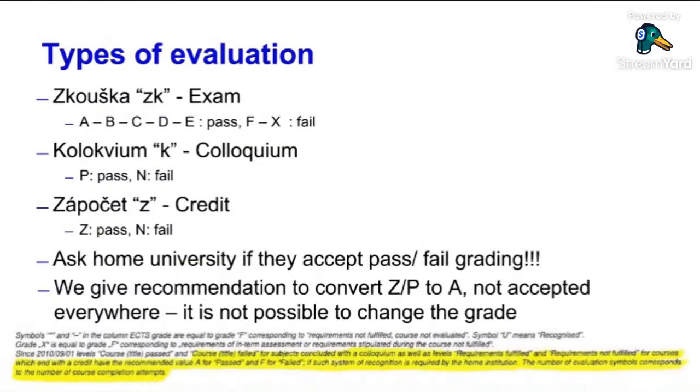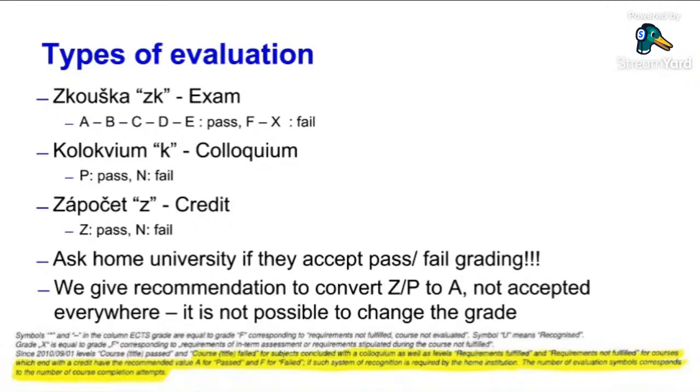This slide is very important, so let's start with it. There are 3 types of evaluation: exams, colloquium, and credit. About exams, this is a standard course completion, and you can recognize these types of evaluation by the abbreviation ZK in the course catalog or course enrollment.